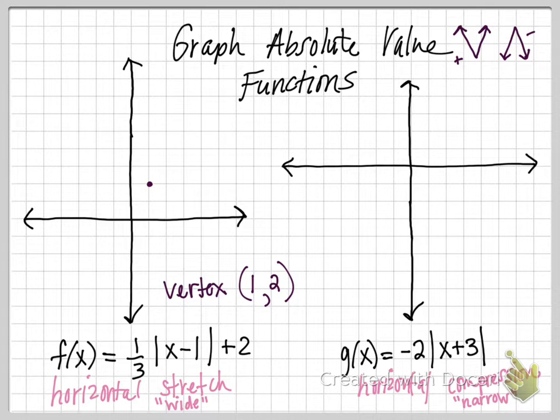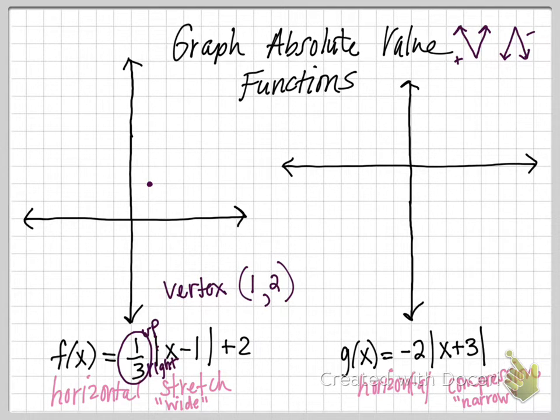And then this A value, because it's not just a 1, it's not going to be the parent function shifted. It's going to actually be a horizontal stretch, which means it's going to be wider than the parent function. And the reason it is wider than the parent function is because it's less than 1. 1/3 is less than 1. So from here, you could think of this A value as the slope. So you're going to be going up 1 and to the right 3.